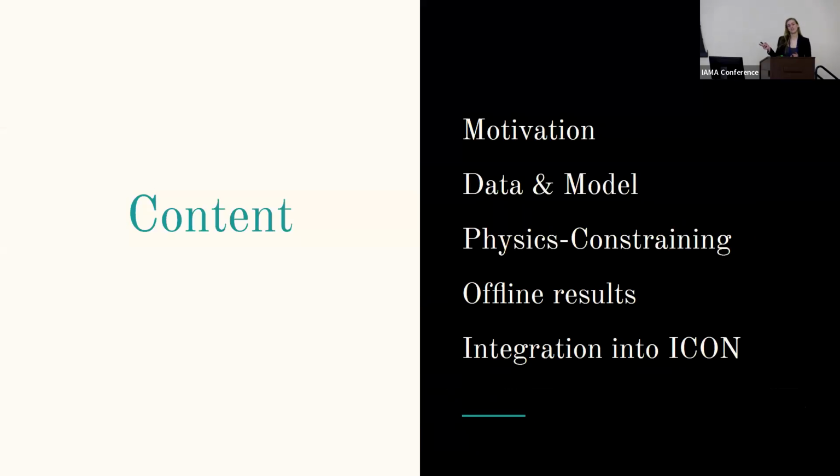I will go through a brief motivation, though I keep the aerosol background short because you all know much more about that than me. Then I talk about the data I'm using for my ML model, as well as how I construct my model. Then I go a bit more into detail on how we do the physics constraining. Then I talk about offline results, and finally the last thing, which took most of the time of the whole project, the integration back into a global climate model. Here we use ICON, also using this Fortran Keras bridge.